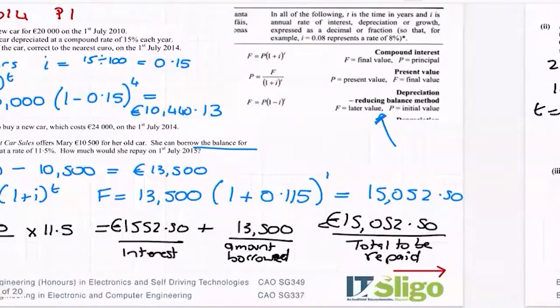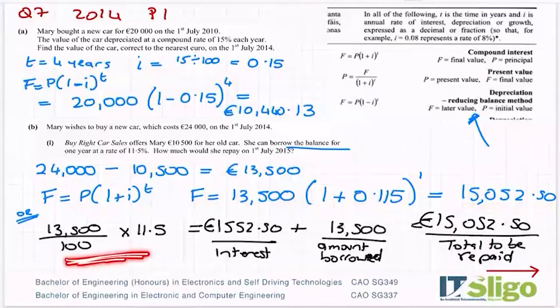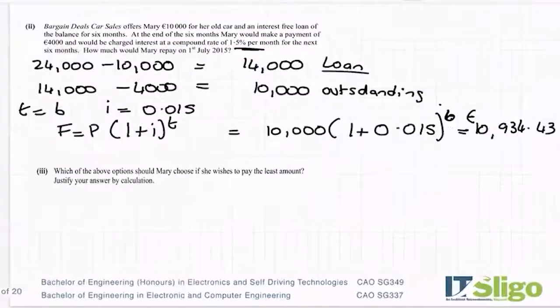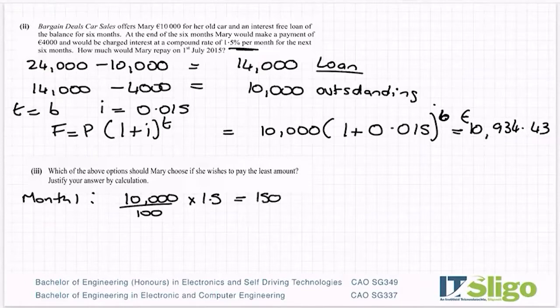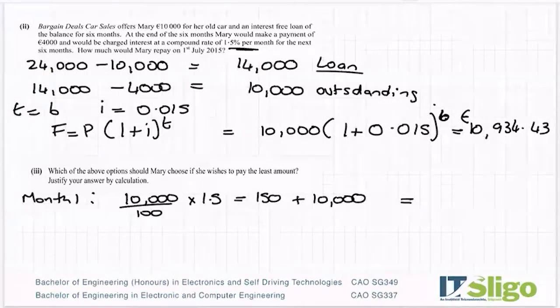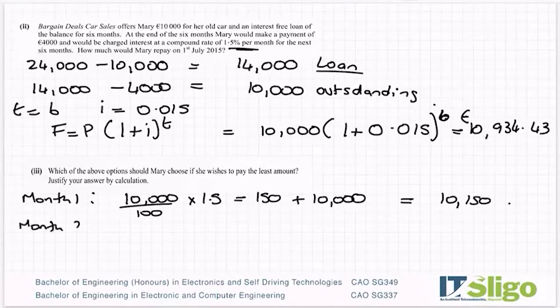So you can see we use that formula again. Could I do it this way? Yes, but this is what you would have to do. You would take your 10,000. I'm just going to write it down here because I'm going to rub it out in a minute. So month 1, I would take the 10,000, divide it by 100 and multiply it by 1.5, and it's 150 euros. Add that on to the 10,000 and I get 10,150. So that's how much she would have to pay back after month 1.